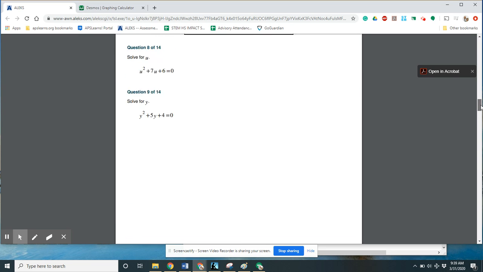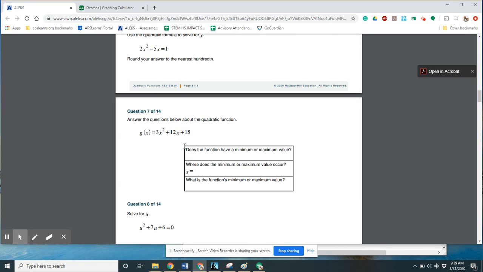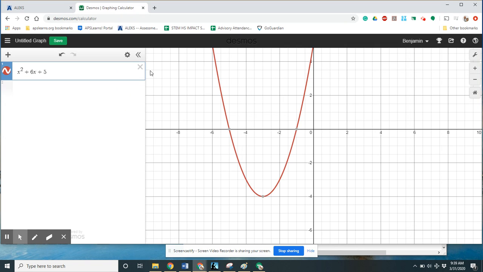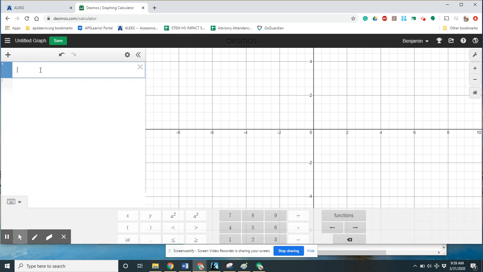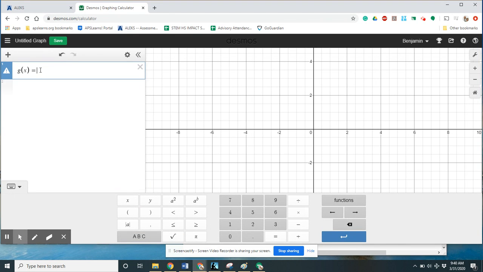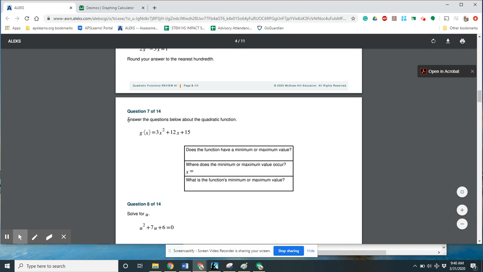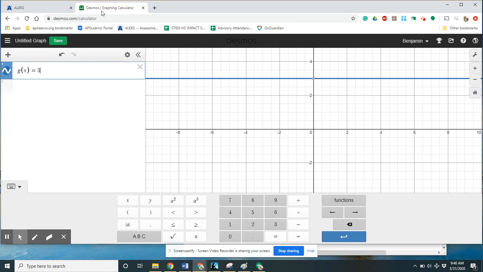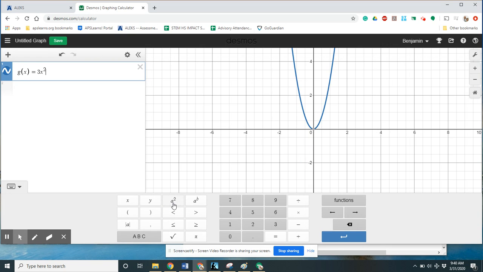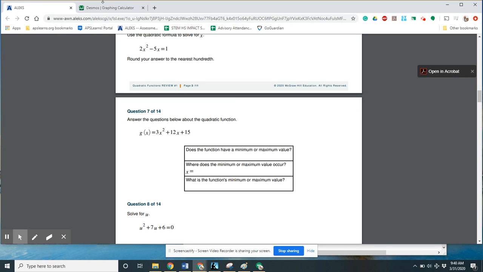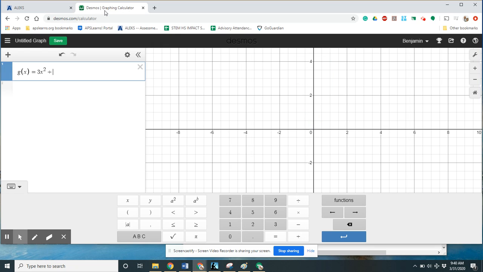Now, one more type of question you have to answer here is this one with the answer questions about the quadratic function. So first question is, does the function have a minimum or maximum value? Let's take this and graph this in Desmos. So I'm going to graph function g of x is equal to 3x squared plus 12x plus 15.